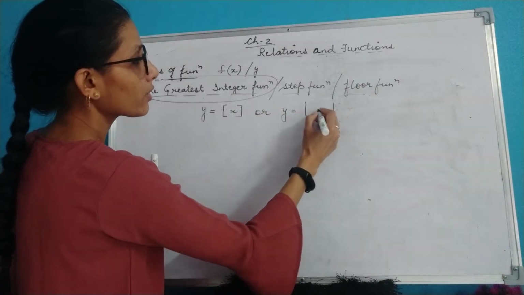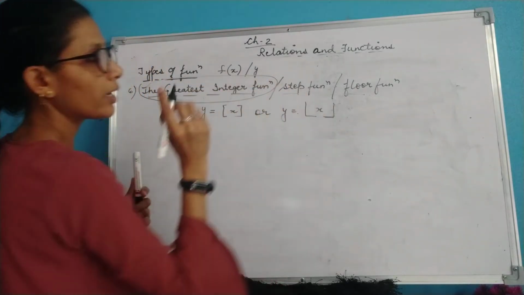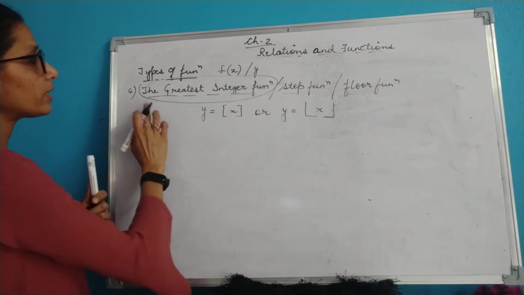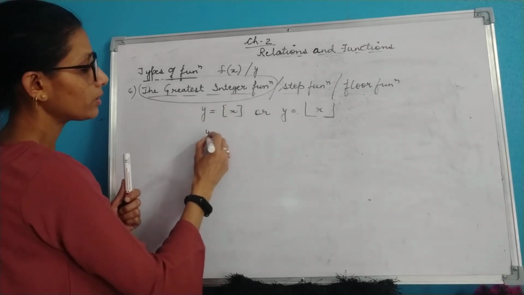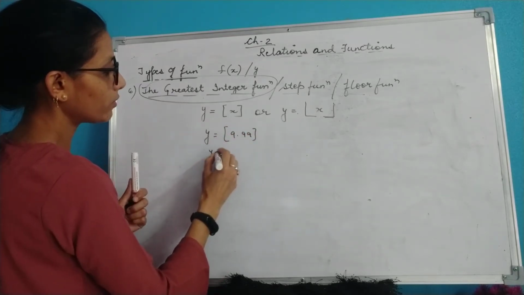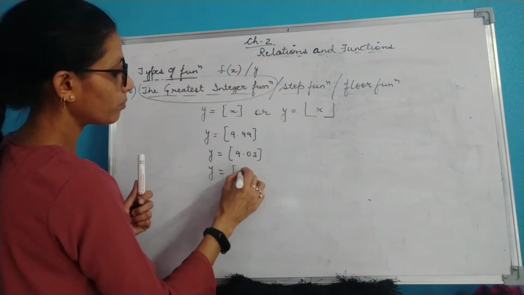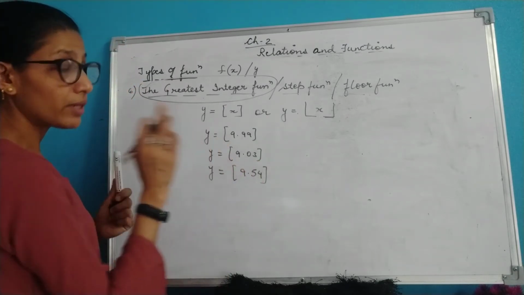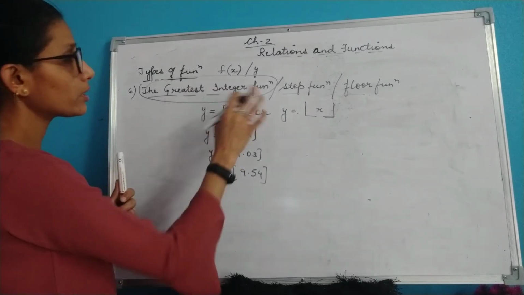or I can simply write it as y equal to floor of x. This is your floor. You can write it either in this way or in this way. Now children, let me explain greatest integer function with an example. Say y is equal to 9.99, say y equal to 9.03, say y equal to 9.54. This bracket itself, when we are talking about functions, means greatest integer function.